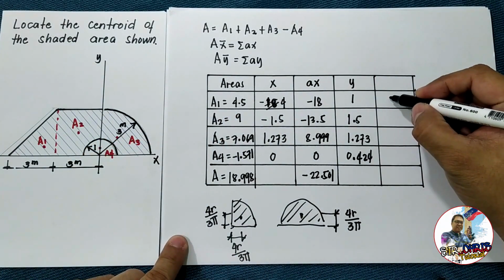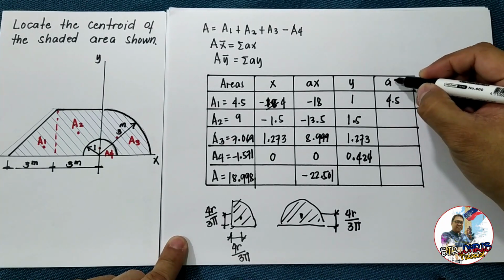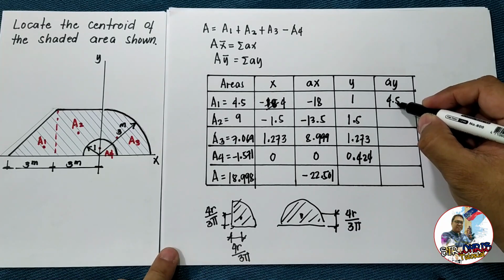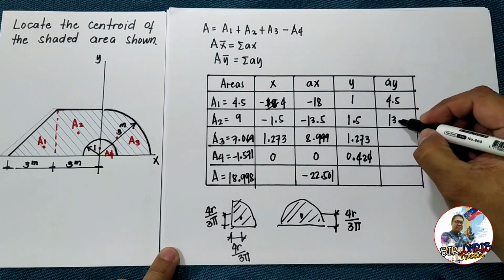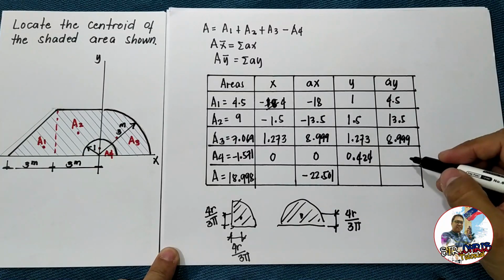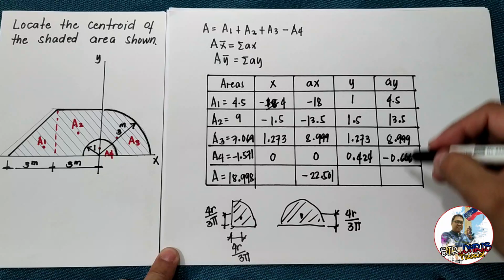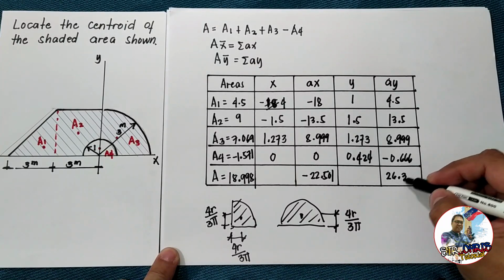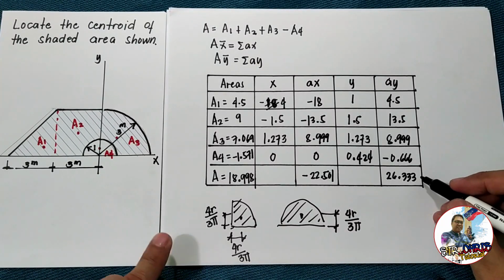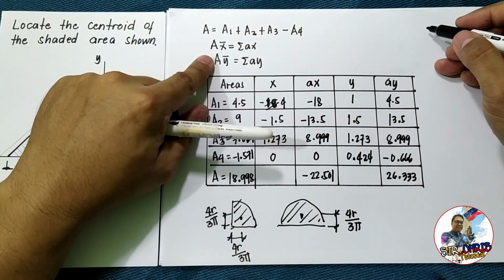So we get now the product of the area and the y, A y. So this is 4.5, 13.5, 8.999, negative 0.666, and then we get the total, 26.333.